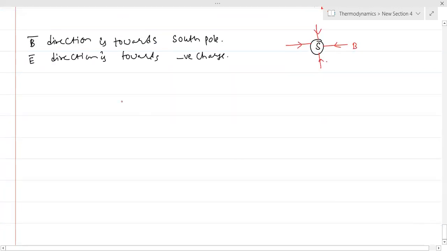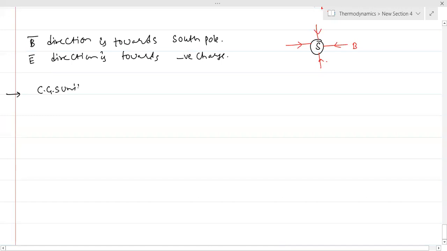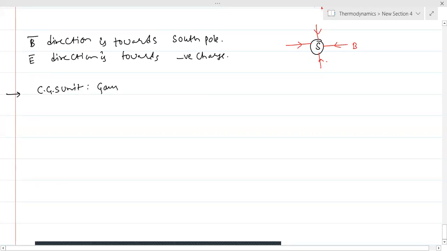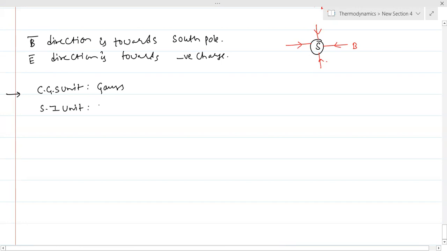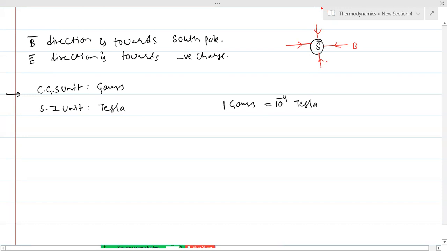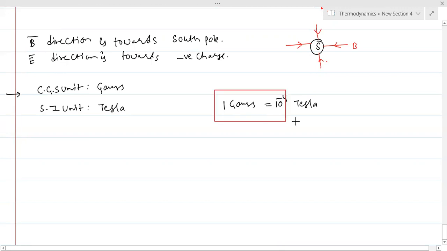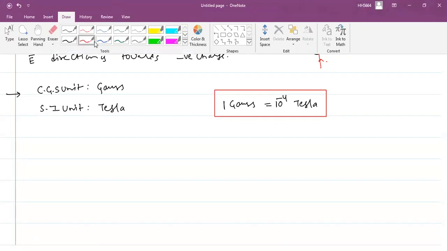Okay. And now it is the turn for units. We will take the CGS unit as Gauss, and we take the SI unit as Tesla. We have a famous relation between the Gauss and Tesla: 1 Gauss is equivalent to 10 power minus 4 Tesla. So this is the relation between Gauss and Tesla.